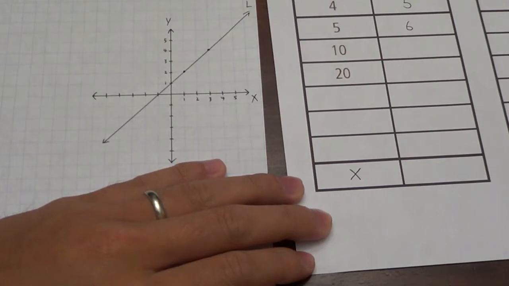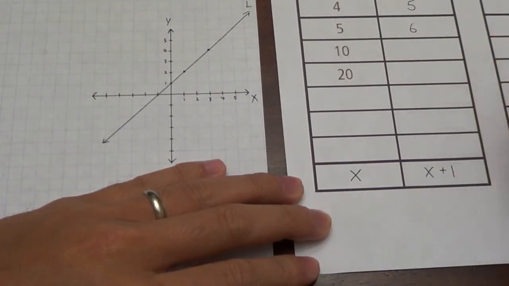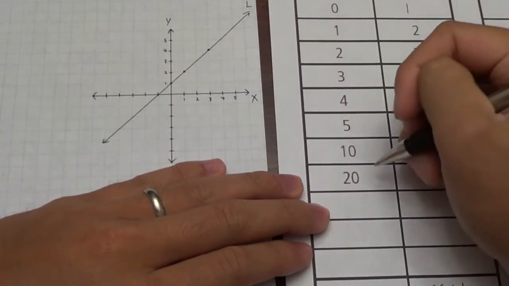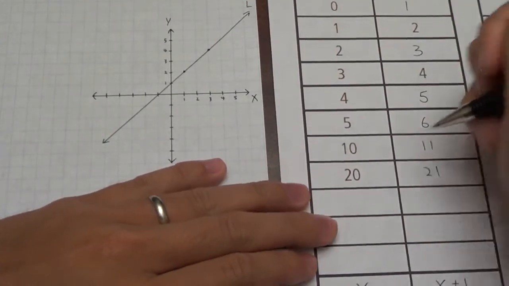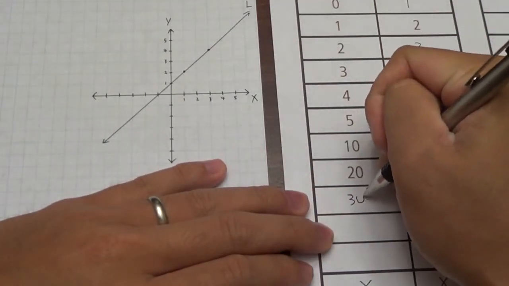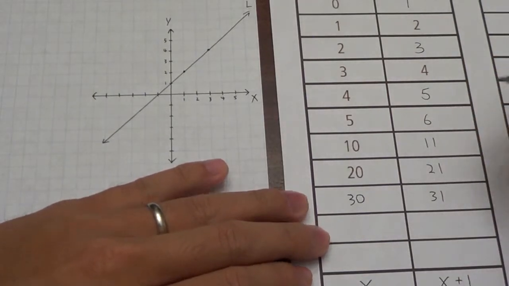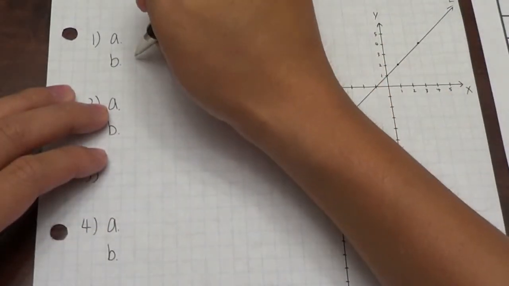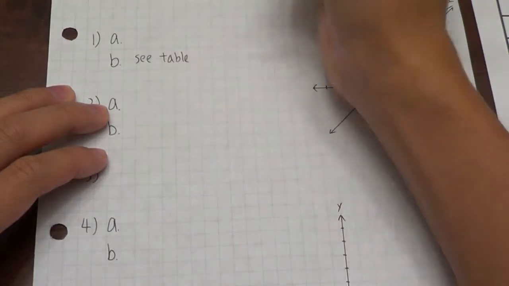Whatever x is, y is simply x plus 1. Alright, so if x is 10, y is 11. If x is 20, y is 21. And we can maybe go a little bit further. If x is 30, y is 31. Alright, so going back to our question, 1b is basically completed in the table.